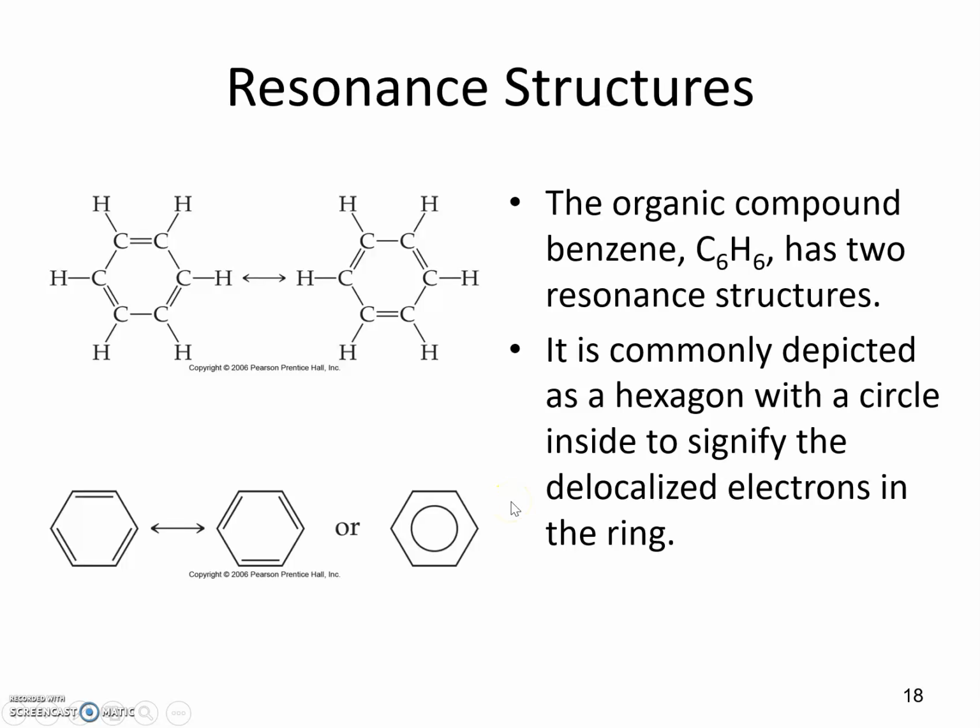Hexagon with a circle. And then these electrons, because we say that they can move around, a word that will come up often to describe them is delocalized. So the electrons in the double bonds are delocalized. They can be between these 2 carbons or between these 2 carbons.